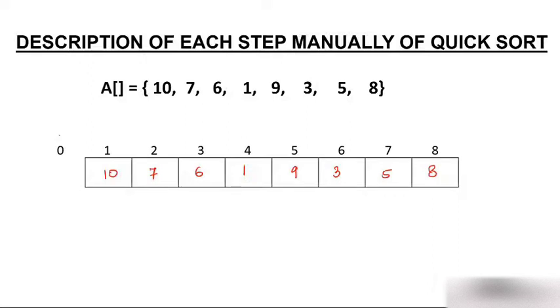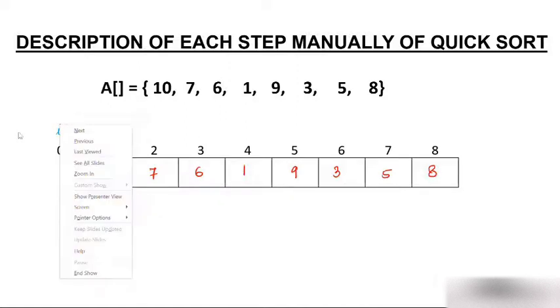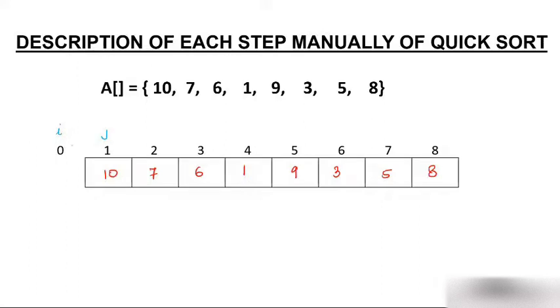Now there are 2 pointers. One pointer is J. The J pointer will point to the first position of the array, and there is a pointer I which will point to the position just before J. So what is one less than J is 0. If suppose J starts from 0, then I would have been -1.